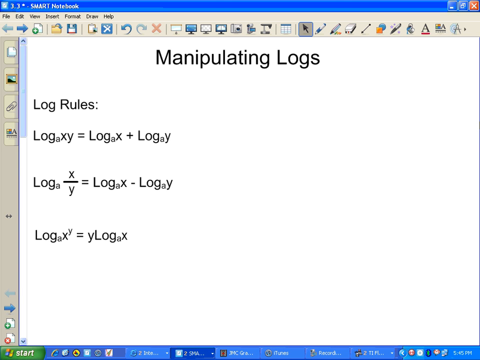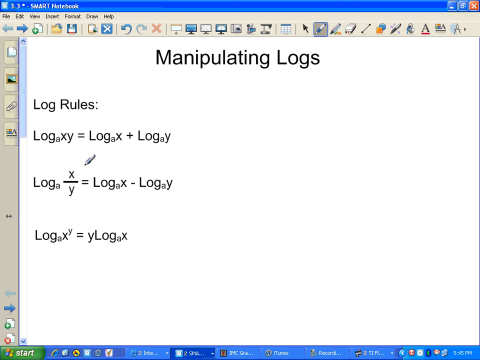Okay? There's the product rule. So when you've got the log of two things that are multiplied together, you can change it into a sum. So you can take, kind of like you're distributing the log, but you're distributing and changing it to a plus. So instead of log of x times y, it's the log of x plus the log of y.